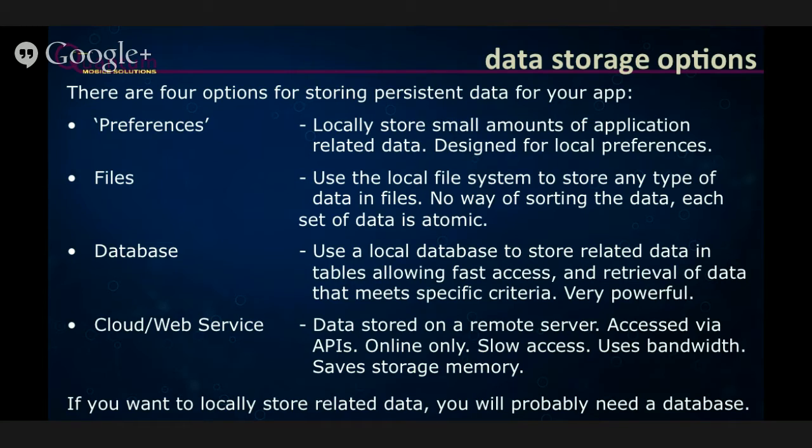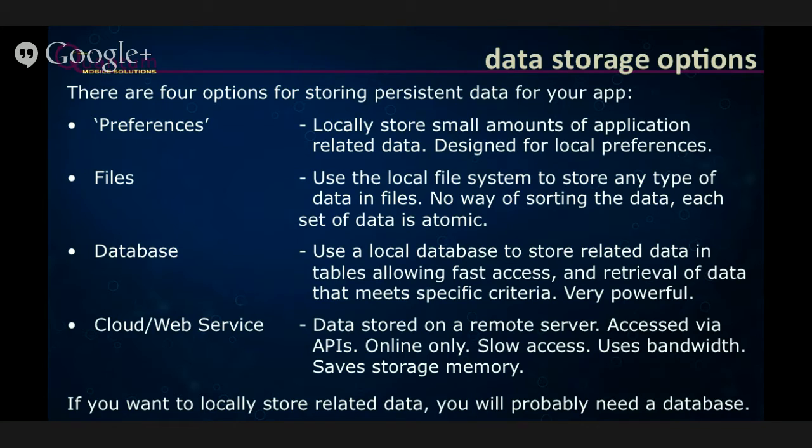There's no way of sorting the information within the files. You end up with lots and lots of different files if you have lots of information. Then you have databases. You can use a local database to store related data in tables, allowing fast access, allowing you to retrieve data that meets specific criteria. And then you could also obviously use a cloud or web service to store information on, and depending on what service you use, it could be using blobs in the background, basically files, or it could be using a database in the background. Just depends on the service.